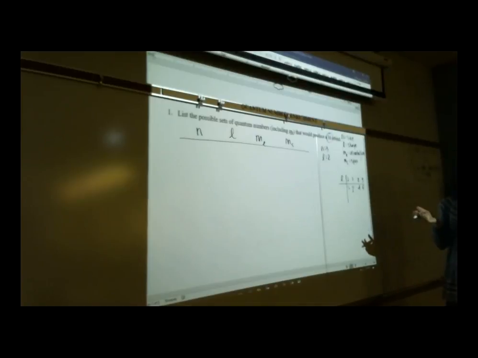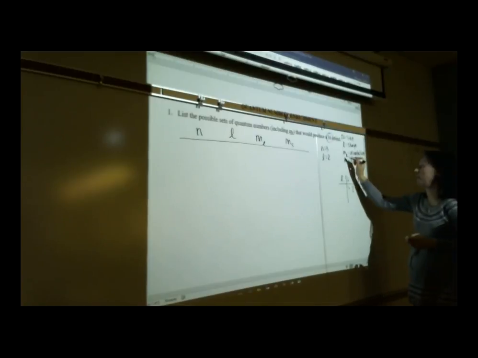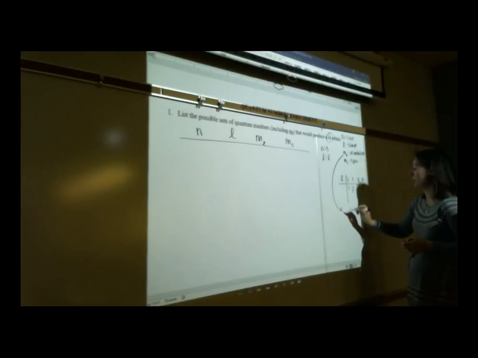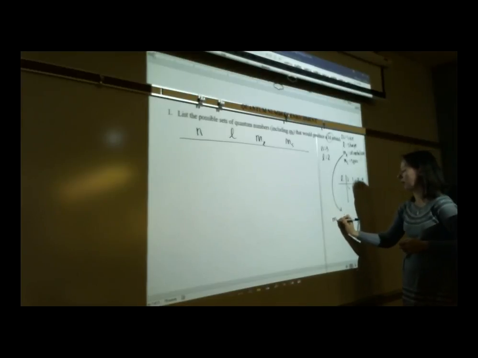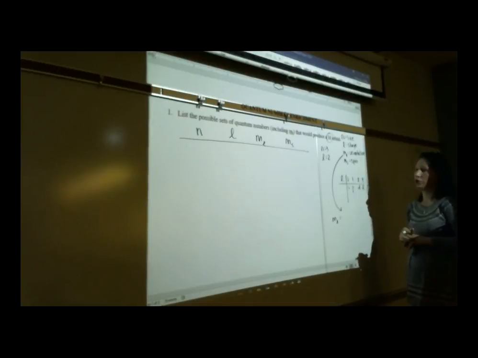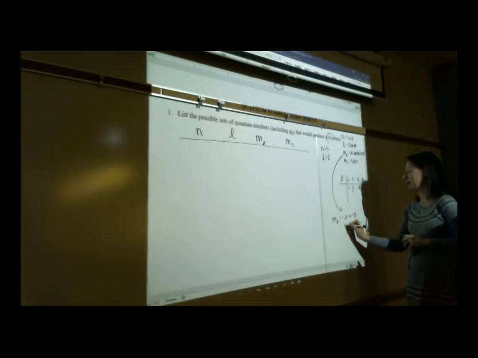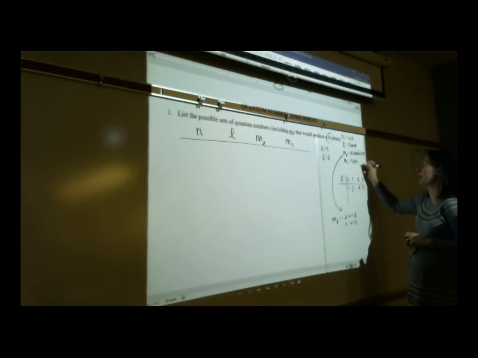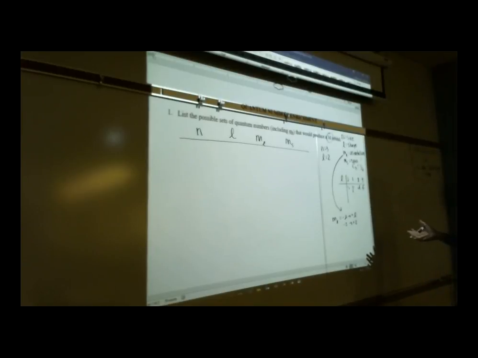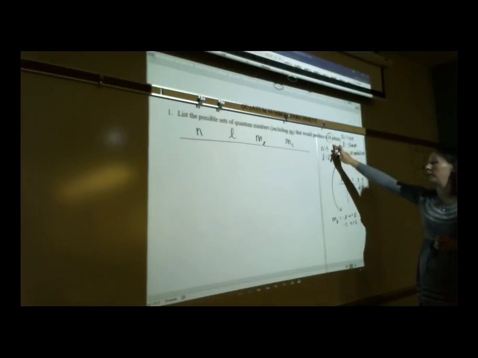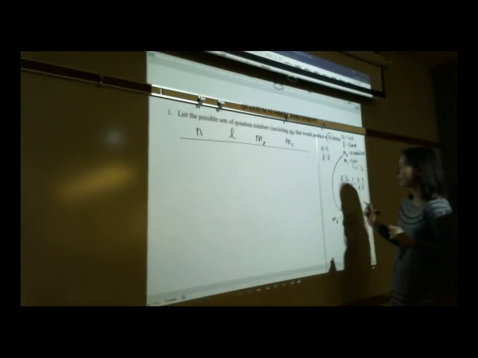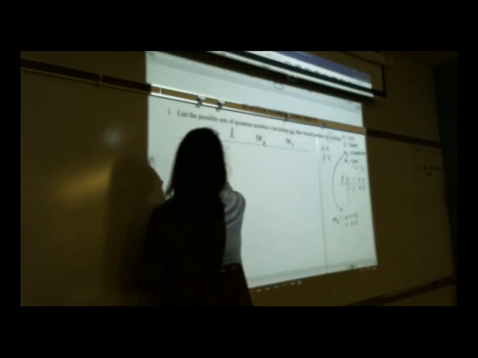Okay, so now we just need to remember our rules. For m sub l, what are the rules for m sub l? m sub l ranges from what range? Negative l to positive l, right? So in this case, that'd be negative 2 to positive 2, right? And m sub s can only ever be 2 values, which are what? Plus or minus 1/2, right? Okay, so let's go through these sets for a 3D orbital, see if we can come up with all of them. Okay, so n equals 3.